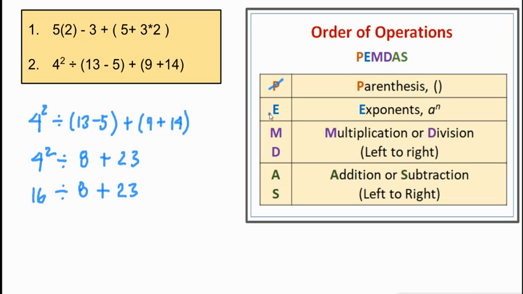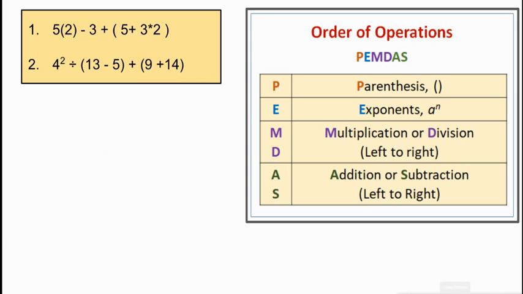Done the exponents. Now we are to multiplication or division left to right. We see that we have division here. 16 divided by 8 is 2. So we'll take that step, and then all we have left is plus 23, and we can see that that equals 25. So 25 is our answer to the second problem. Let me clear the screen, and now we will go to your practice problems.